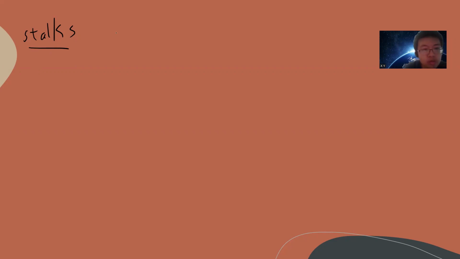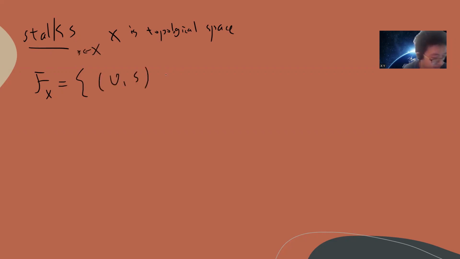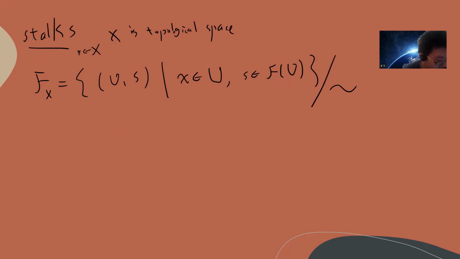Right, so let's say X is a topological space. Given a sheaf, you can define a stalk. The stalk at each x is defined to be the set of pairs (U, s), where x belongs to U and s belongs to the sheaf's value on U. Remember, a sheaf is basically, for each open set, an abelian group, ring, module, or any abelian category object, modulo some relation. This relation is simple; some people call them germs.